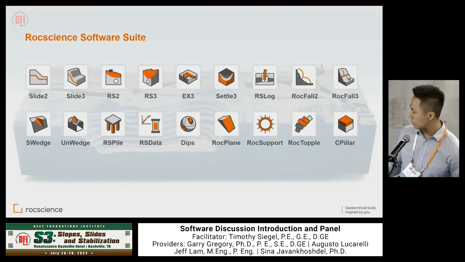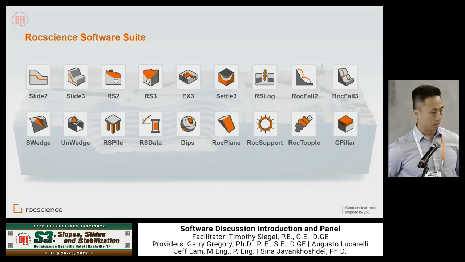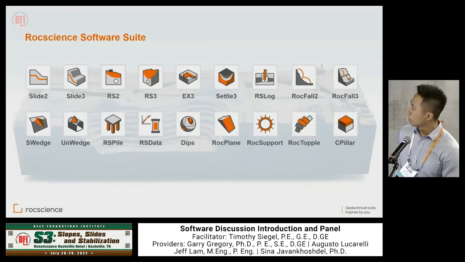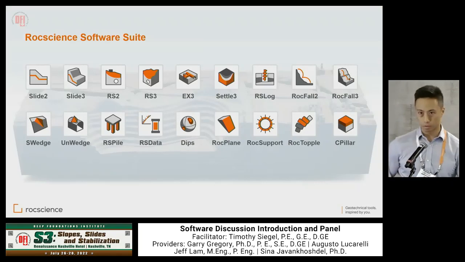The newest one is Rockfall 3, which is a program for 3D rock slope analysis, and then also RSlog, which is a cloud-based borehole logging program. And that's partially why we have Sina and myself here, because there's a lot of programs to cover, so there's two of us at this presentation. But for today, we're going to focus on Slide 2 here, which is our 2D limit equilibrium program. We've got Slide 3, RS2, RS3, and then also RSpile. So we'll be showing you 4 programs.